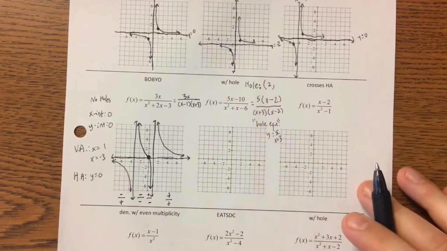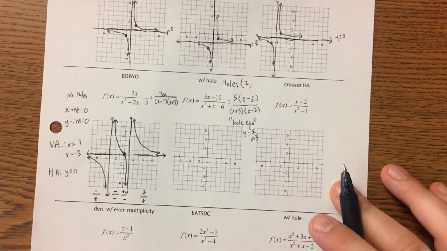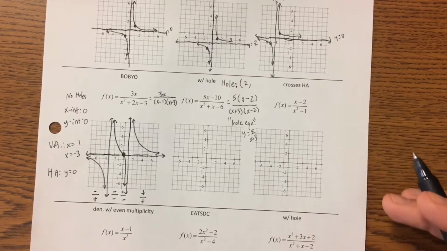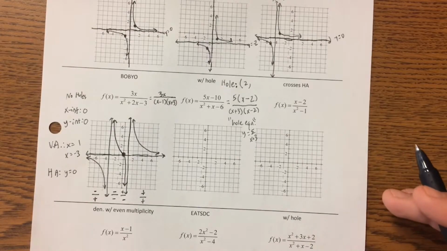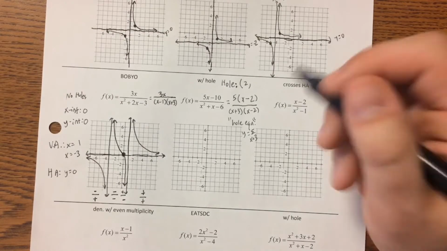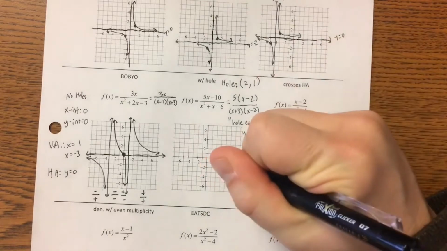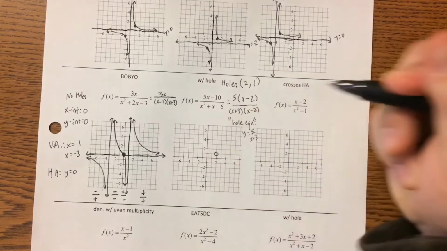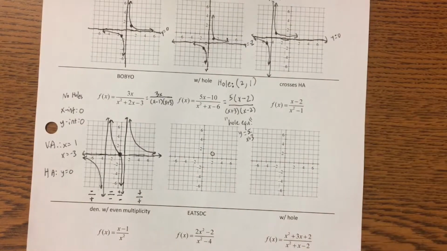Not a whole lot of room to write this. So if I plug in 2, my output is what? 1. So I've got a hole at 2 comma 1, and I can actually go ahead and just plot that right away. What's nice about that is that it can act as our representative from whatever interval that is. Same thing with the y-intercept. That can act as a representative too. So let's go through all the rest of it.